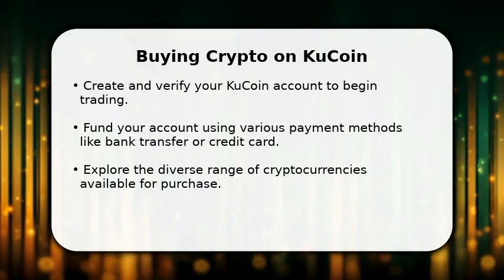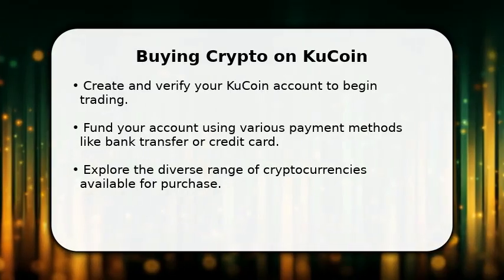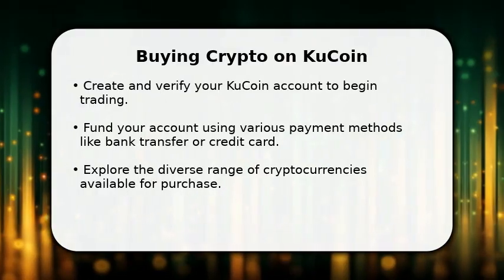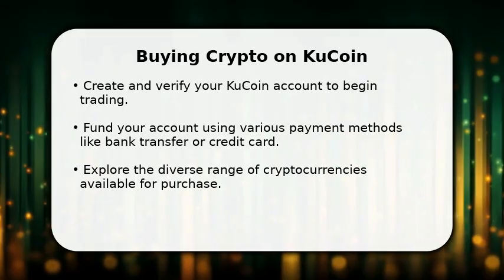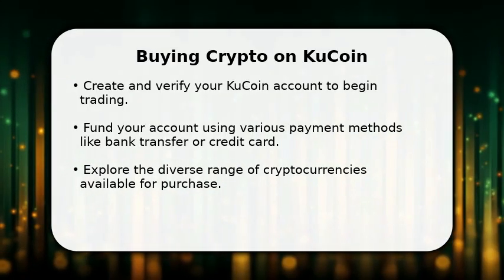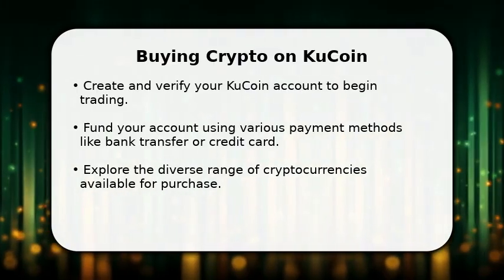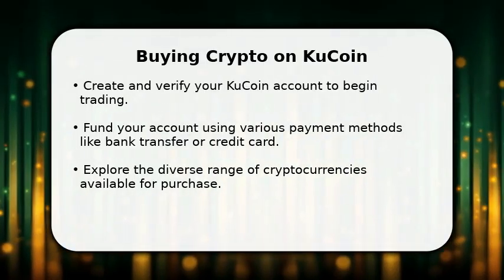Enjoy the video. In this video, I will explain how to buy crypto on KuCoin. First, you'll need to set up and verify your KuCoin account. This ensures a secure trading environment. Once verified, you can easily deposit funds using several convenient payment options, such as a bank transfer or a credit card. Then, you're ready to explore the wide selection of cryptocurrencies available and make your first purchase.